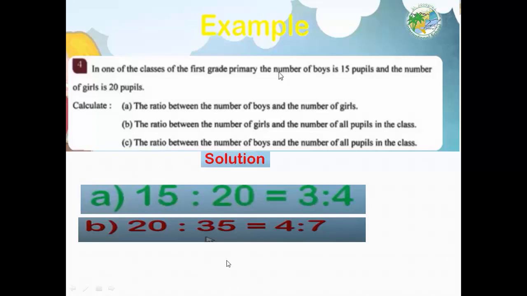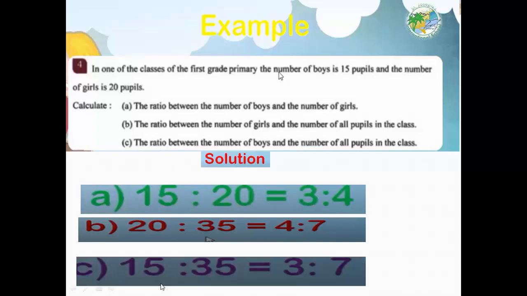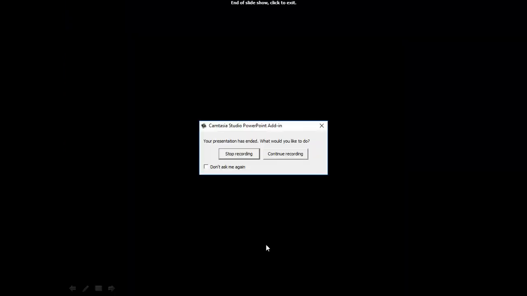The last question. The ratio between the number of boys and the number of all people in the class. The number of boys is 15. The number of all people in the class is 35. Divide by 5: 15 divided by 5 equals 3, 35 divided by 5 equals 7.